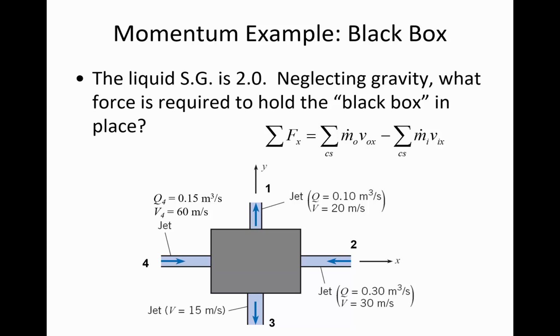You can't have an accumulation inside of that black box. So in equals out. The inflow terms are the mass flow rate at 2 and the mass flow rate at 4. That's in. If you add those together, then that should equal the outflow terms, which is the mass flow rate at 1 and the mass flow rate at 3.